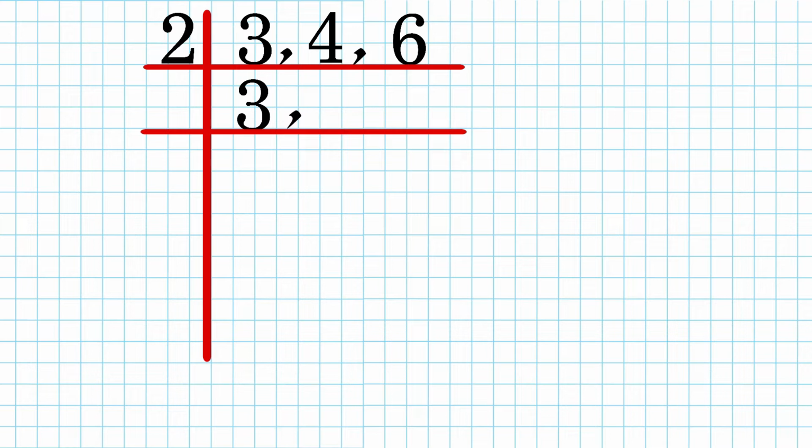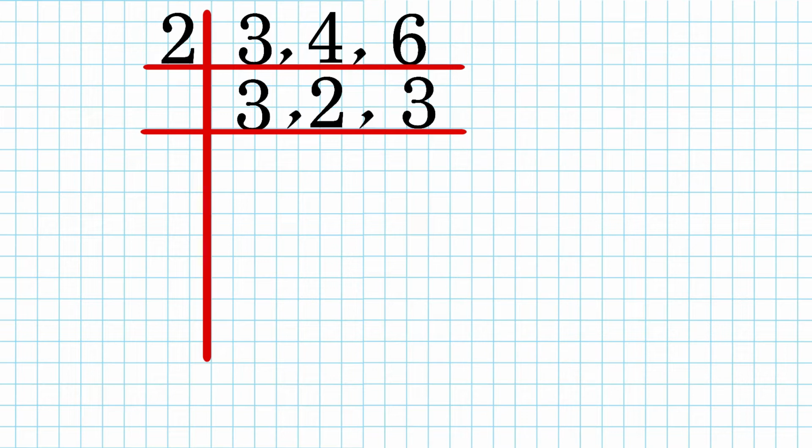4 can be divided by 2. So, 4 divided by 2 gives us 2. We will write 2 in the next row, just below the number 4. Add a comma and move on to the next number, which is 6. As 6 can also be divided by 2, 6 divided by 2 equals 3. We will write 3 below 6.